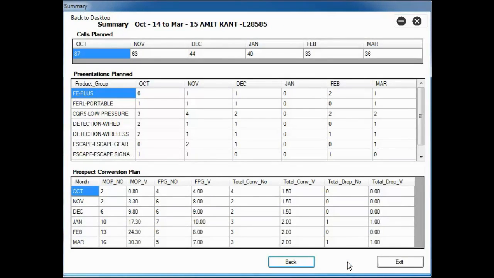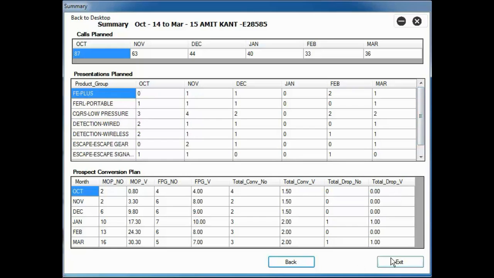When you press next, you come to the complete summary. This is a very, very helpful page because this shows you at a glance all the calls that are planned, presentations that are planned for the given products, and how the person was assuming his conversion rate would be. This is in front of you. You can see the complete report by going up and down where required.